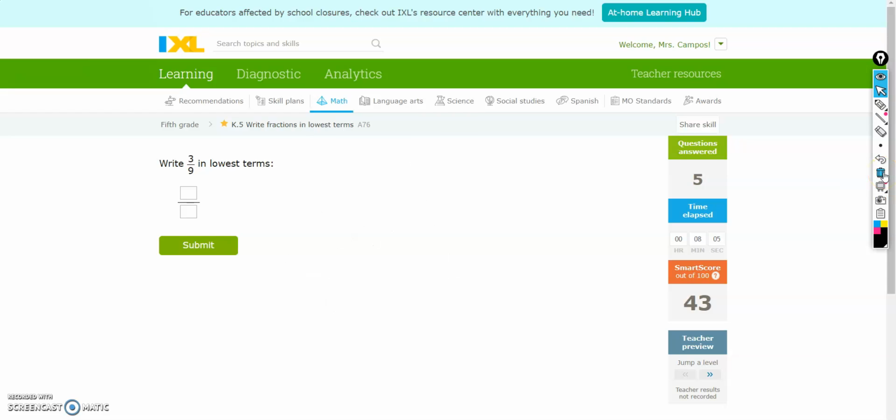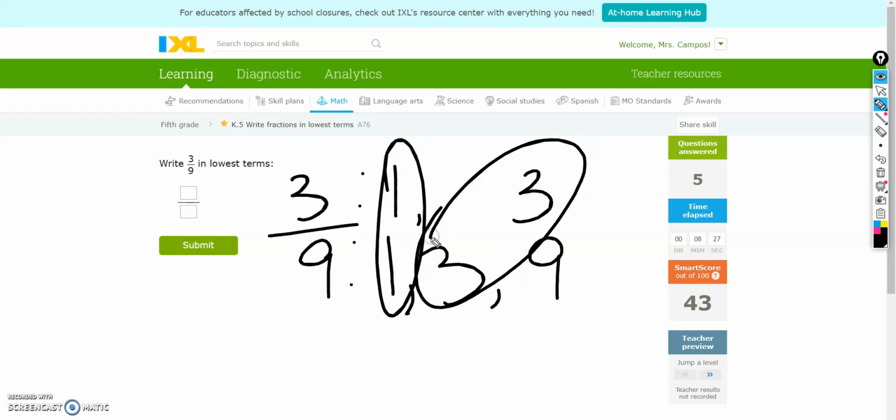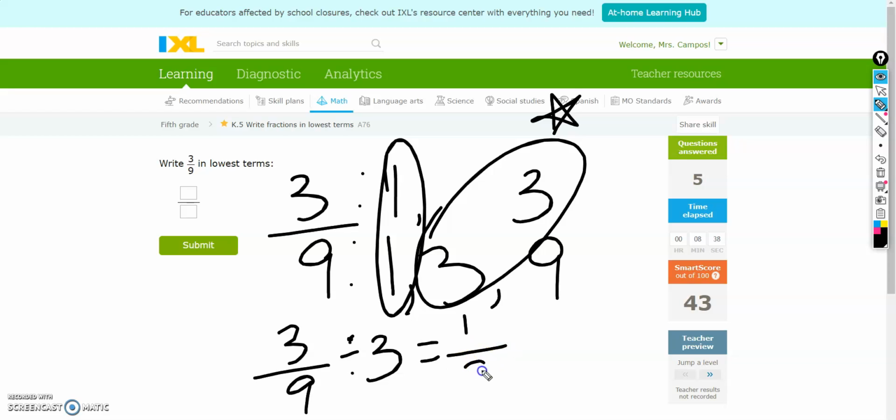Okay, here we have 3/9. 1 and 3. 2 doesn't work. So you have 1 and 9. 2 doesn't work. And then 3 times 3, but we only write the 3 one time. So 3 is our greatest common factor. So 3/9 divided by 3. 3 divided by 3 is 1. 9 divided by 3 is 3.